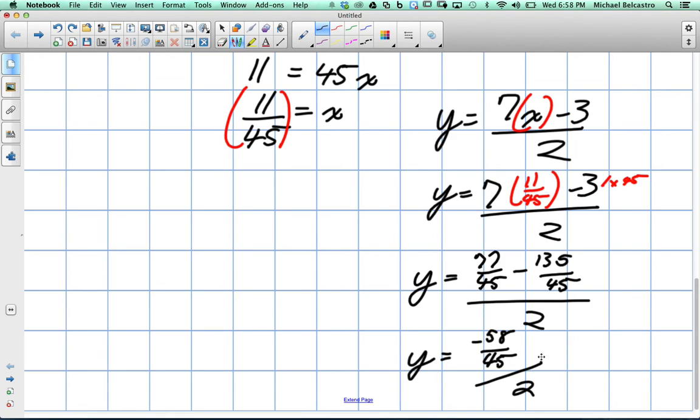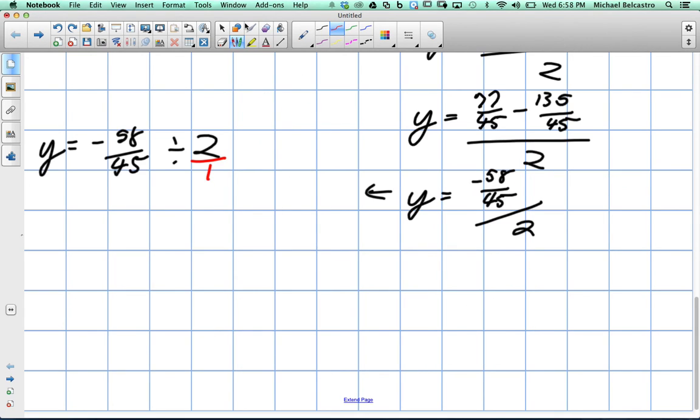Now I have a fraction divided by a number. Well, that means divided by. So I'm going to rewrite this part. I know it's not common to see it this way, but y equals negative 58 over 45 divided by 2. And if you remember your rules for dividing fractions, you turn it into a multiplication question and you invert the second number. So this is technically 2 over 1. Well, I can write it now as y equals negative 58 over 45 times 1 over 2. The number on top is going to stay the same, and the number on bottom is going to double.